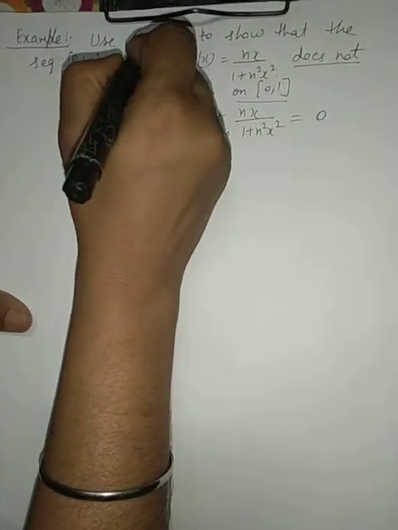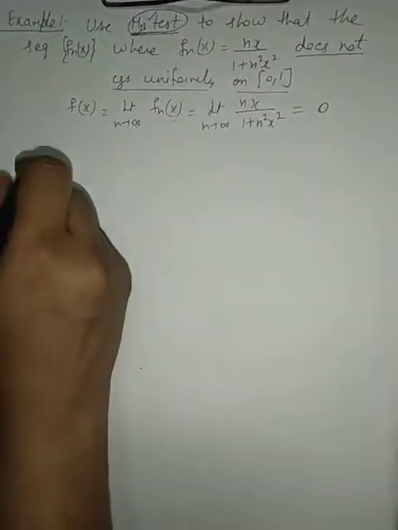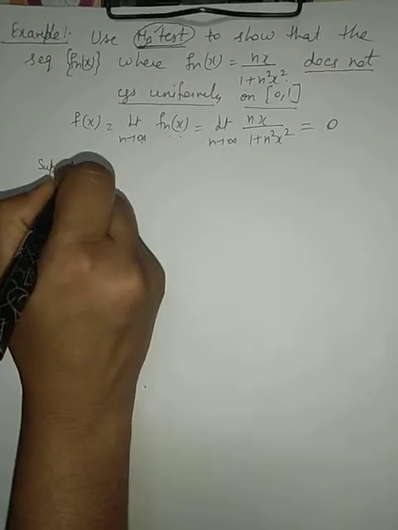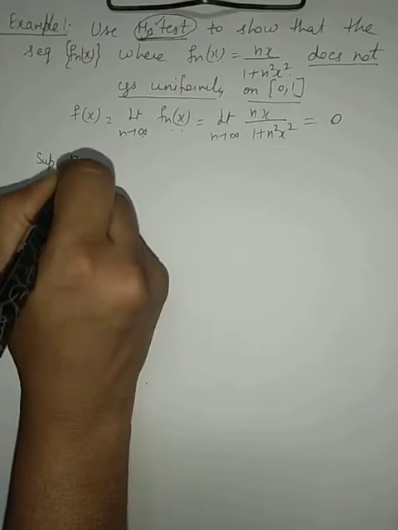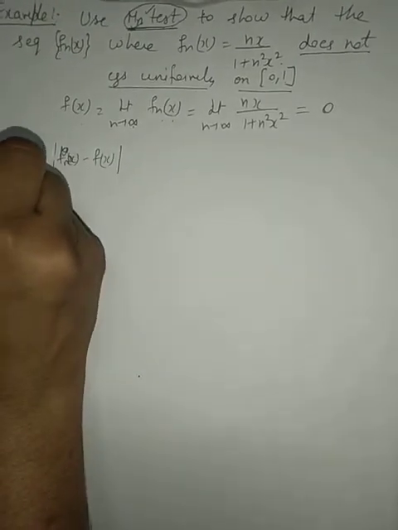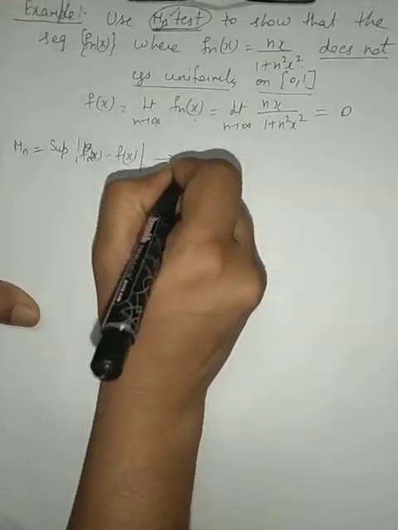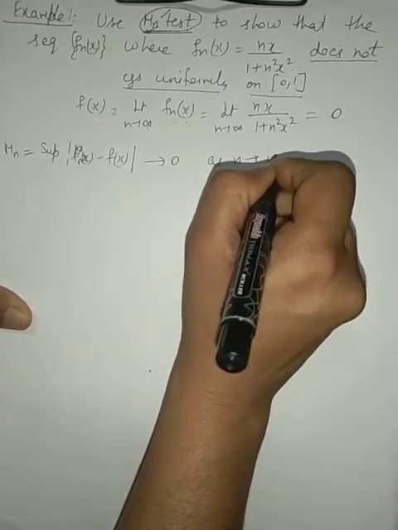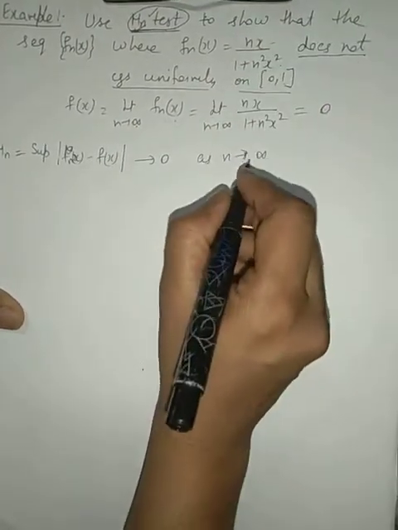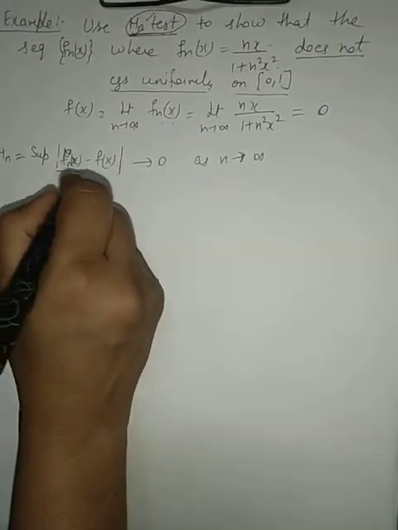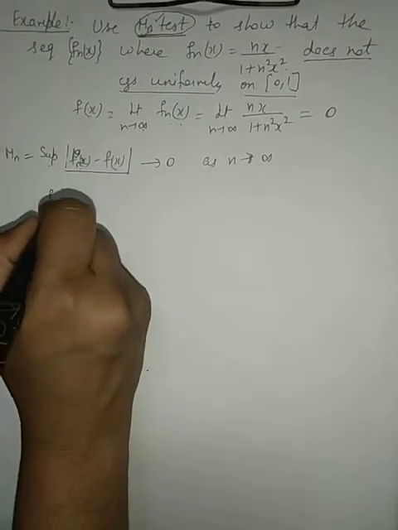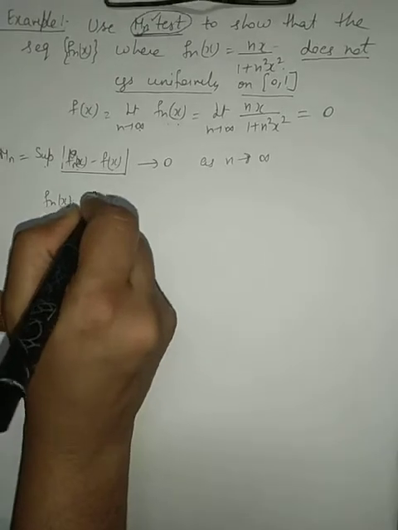Now we have to use the Mn test. It means we have to prove that if the supremum of |fn(x) minus f(x)|, that is our Mn, approaches 0 as n approaches infinity, then the sequence is uniformly convergent. So we have to find the supremum value of fn(x) minus f(x).